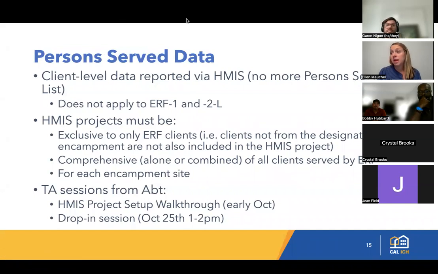Amber has also dropped a link in the chat, which is incredibly helpful, that includes all of our notices to award funds and shows the different waves as well. You'll see there is a notice of intent to award number 1, and that would be indicative of wave 1. And then there is a notice of intent to award number 2, which includes our second and third rounds of funds as well.